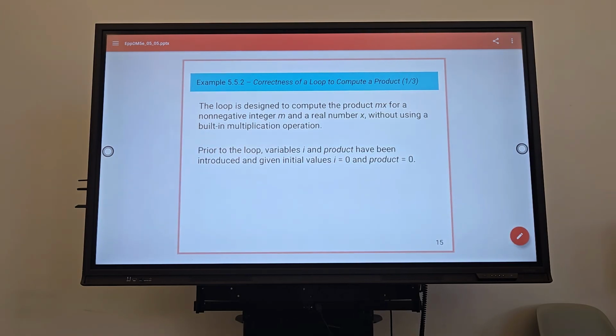The loop is designed to compute the product m times x for a non-negative integer m and a real number x without using a built-in multiplication operation. Prior to the loop, variables I and product have been introduced and given the initial values of I equals 0 and product equals 0.